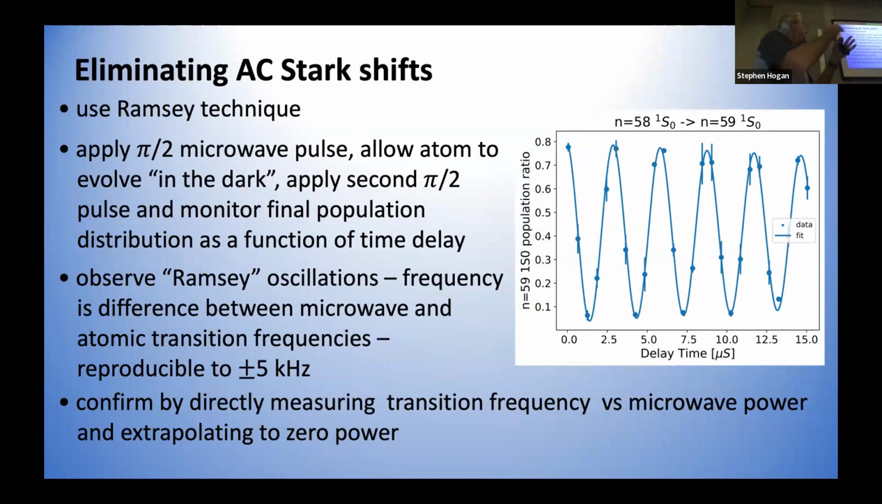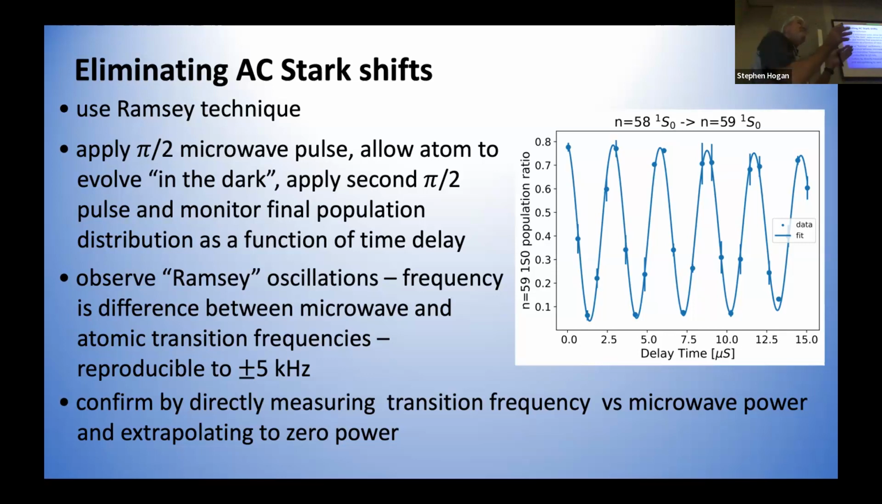Then what we do is we use a Rabi oscillation to determine how long a drive we have to produce a pi/2 pulse. So we then apply a pi/2 microwave pulse. We allow the atoms to evolve then without any microwaves on, in other words, in the dark. Then we apply a second pi/2 pulse, and we monitor the final population distribution. And here are some data. When we're doing this, we're driving 58S to 59S transitions here. And you see some very nice Ramsey oscillations.